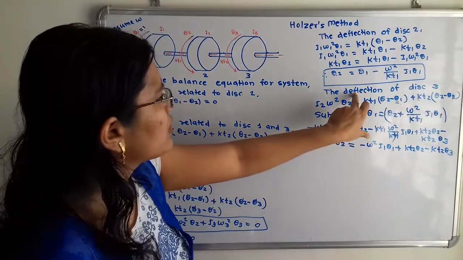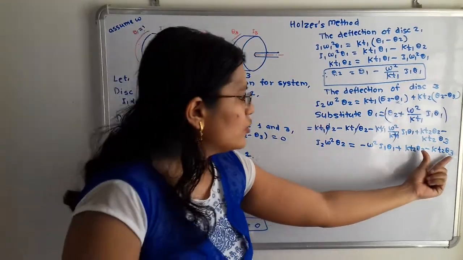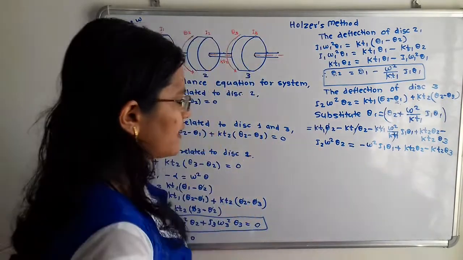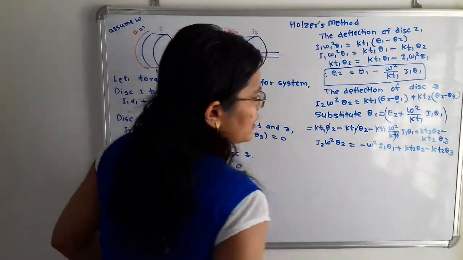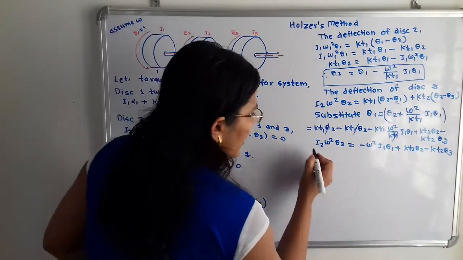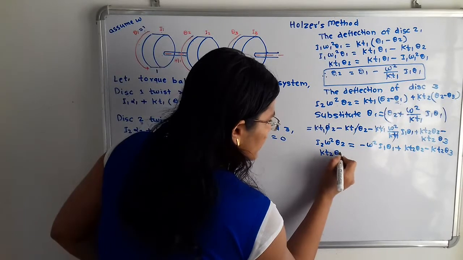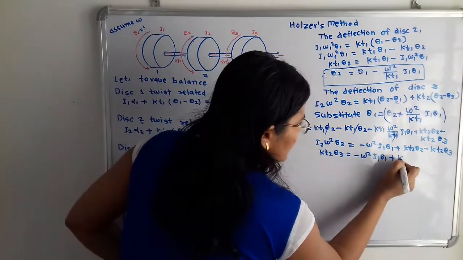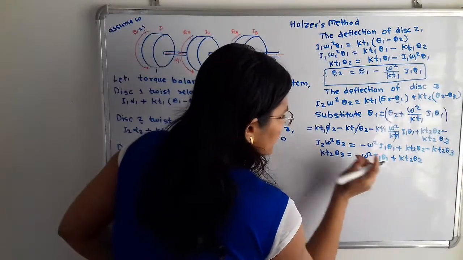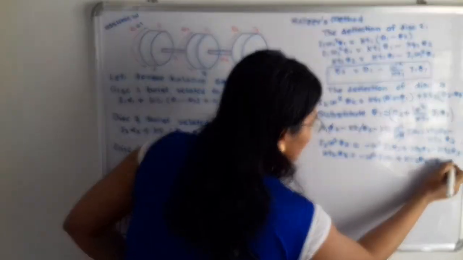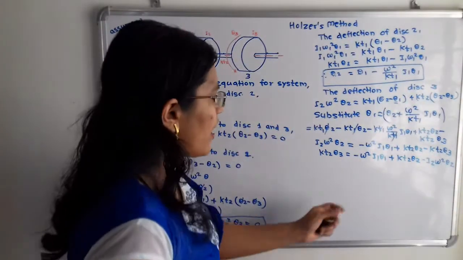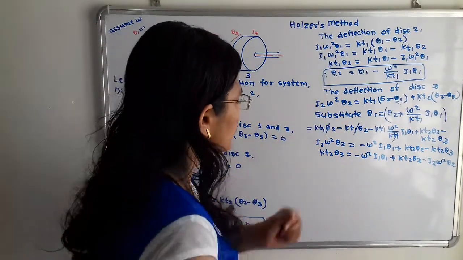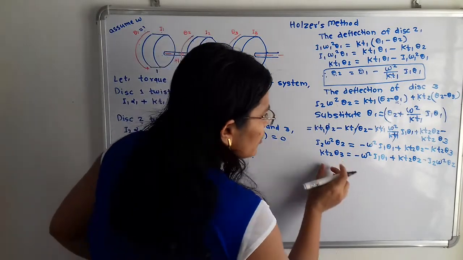Now we have to find out the deflection of disc 3, that is theta 3. So this term we have to transfer to the left hand side, and this term to the right hand side. This is having a negative term, and here is the kt2. So we have to write here kt2 theta 3 which is equal to minus omega square I1 theta 1 plus kt2 theta 2, and this term, that is minus I2 omega square theta 2. Now again we have to simplify this, but we have to calculate only theta 3. So this kt2 will go into the denominator.